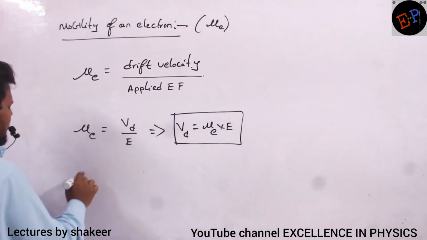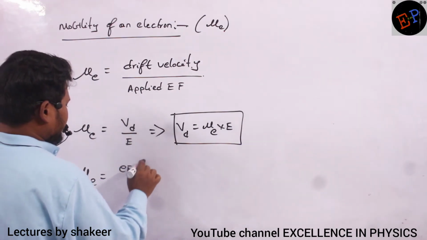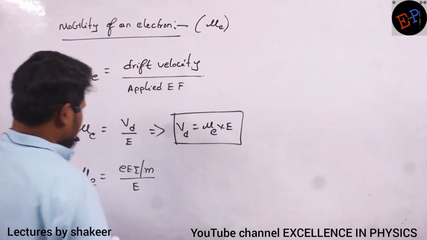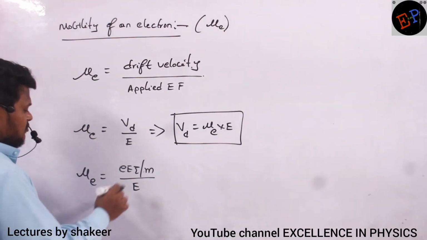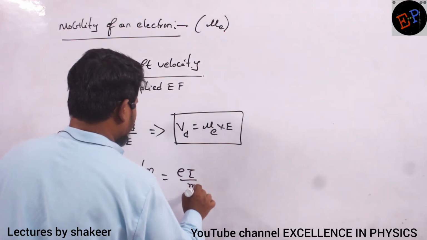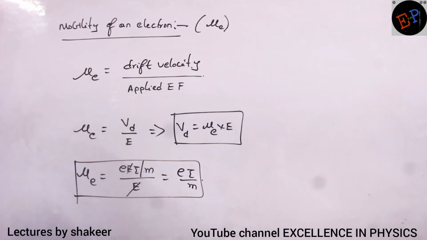And the drift velocity equation is E tau divided by M, divided by E. So E and E get cancelled, then E tau divided by M. So this is also an equation to calculate the mobility of an electron. E tau by M. Are you able to understand?